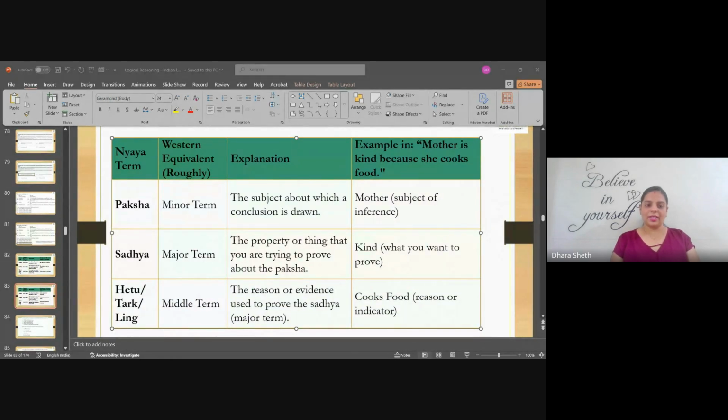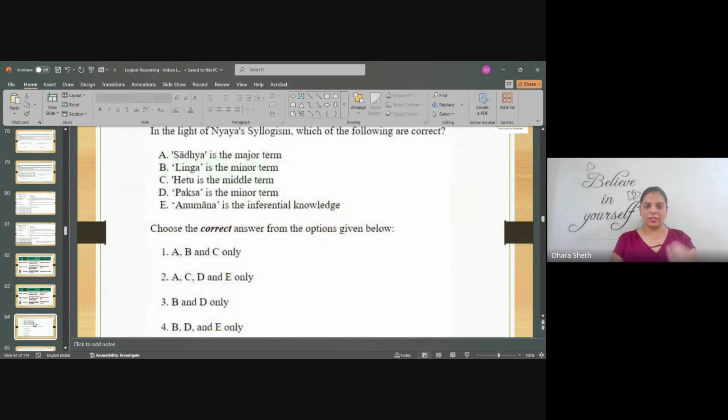Okay, so based on this, we had solved a question. In light of Nyaya syllogism, which of the following are correct? Sadhya is the major term, Ling is the minor term, Hetu is the middle term, Paksha is the minor term, and Anuman is the inferential knowledge. So whatever inference we are drawing is called Anuman. So E is true, but apart from that, what is true?